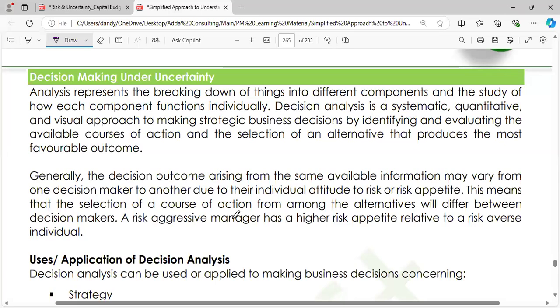However, the decision outcome that arises from the same available information may vary from one individual investor to another because of their level of perceived risk. We are different individuals with different risk appetites. An individual that wants a higher return must be willing and ready to accept a higher risk, and vice versa. And that is why any decision outcome that will arise from a particular available information will always vary from one decision maker to another relative to their risk appetites.